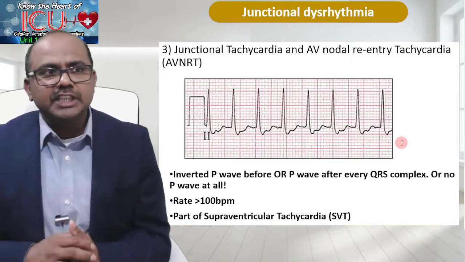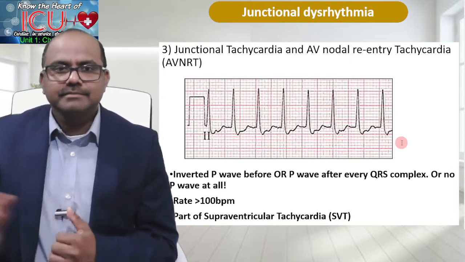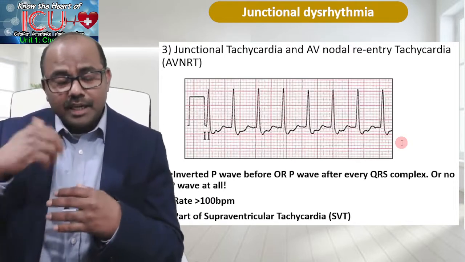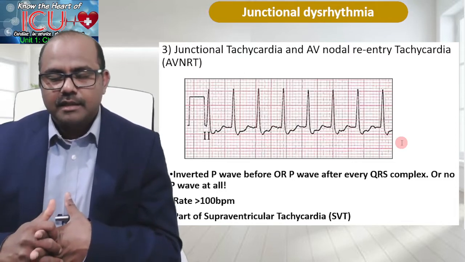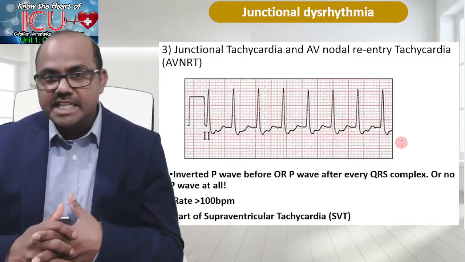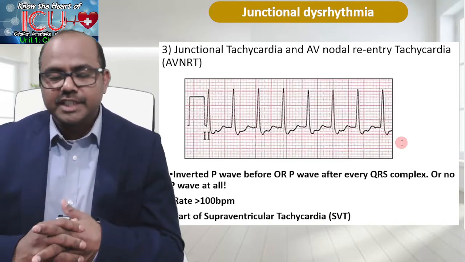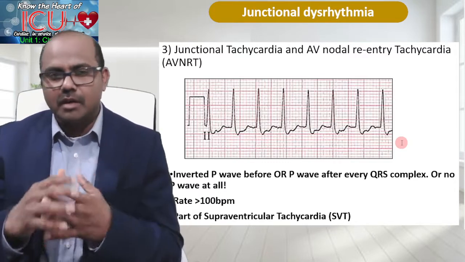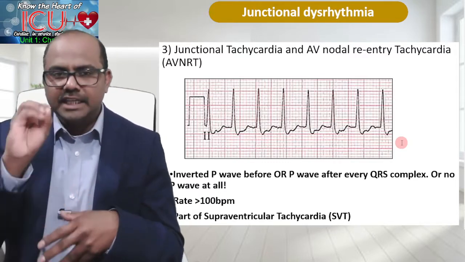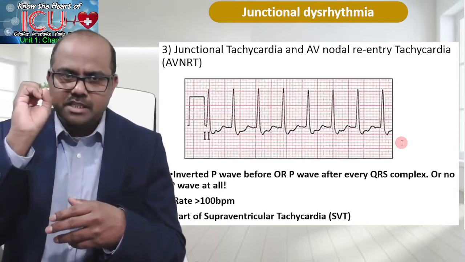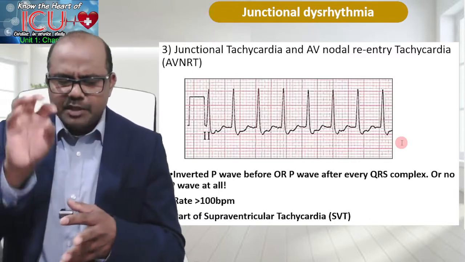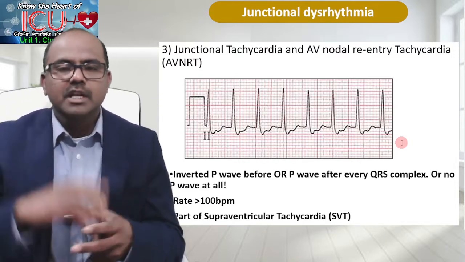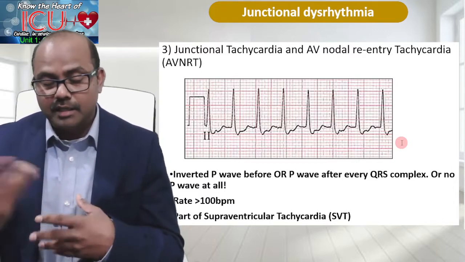And what happens if the junctional rhythm goes tachy? More than 100. That's called a junctional tachycardia. There are two kinds of junctional tachycardia. Broadly, we call it SVT, but there are two kinds. One is actual junctional tachycardia and the second one is AVNRT. Both look the same, only the physiology of production is different. In a junctional tachy, the AV node is producing impulses at a faster rate, and in AVNRT, the AV node is producing impulses at a normal rate, but there is a re-entry phenomenon happening within the AV node. The re-entry phenomenon is responsible for the tachycardia.